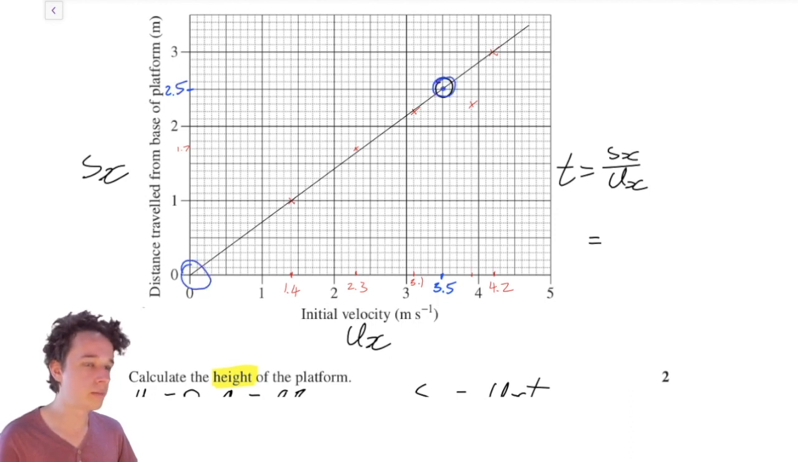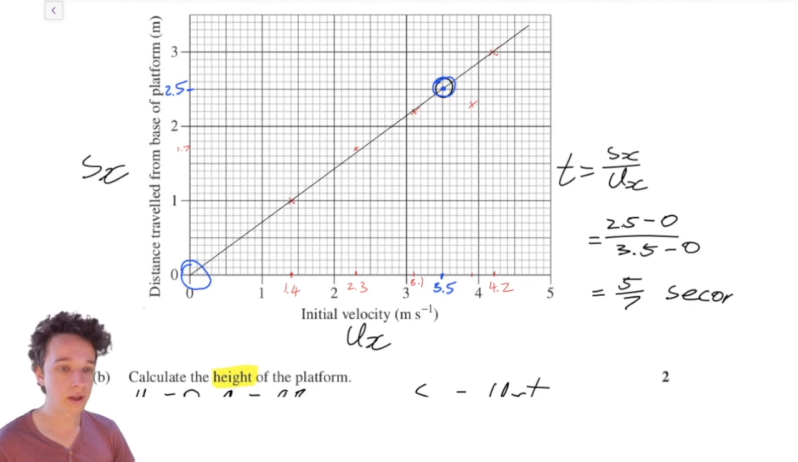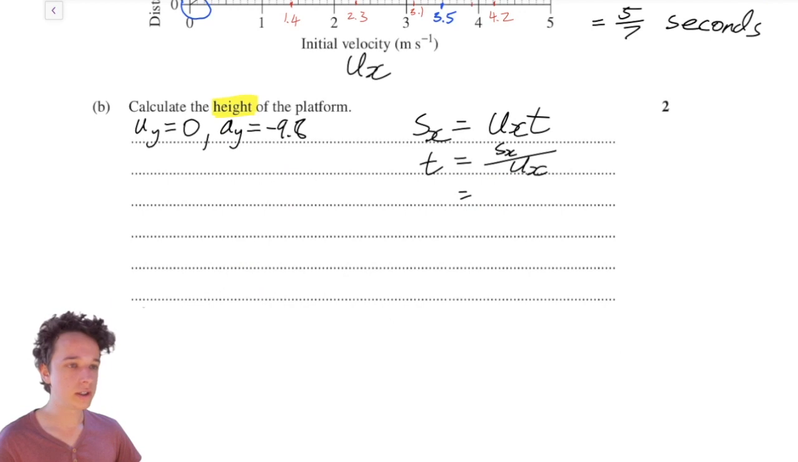And we'll also consider the point 0, 0. So 2.5 minus 0, which is the rise, divided by the run, which is 3.5 minus 0, is just equal to 2.5 divided by 3.5, which is equal to 5/7 seconds. Remember, because this is equivalent to time. 5/7 seconds. So t is equal to 5/7 seconds.